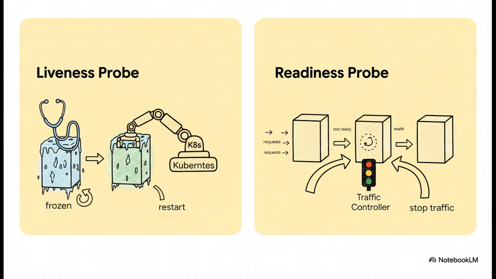Now, this is non-negotiable. You have to have health checks. Kubernetes gives you two main types. The liveness probe basically asks, hey, are you alive or are you totally frozen? If the answer is no, Kubernetes just kills it and starts a new one. Then there's the readiness probe. It asks a different question. Are you ready to take on new work right now? If the app is, say, starting up and still loading data, it can say, nope, not yet, and Kubernetes will wait to send it traffic. You absolutely need both of them.